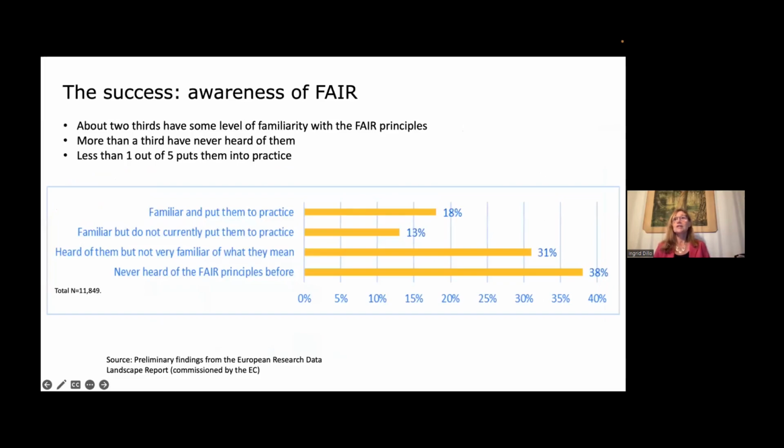So now we are 6 years after the publication of the principles. And what is the success of FAIR? Well, here you see some figures, a graph from a recent survey commissioned by the European Commission amongst 15,000 researchers across Europe and across domains. When they were asked about FAIR, more than a third of those researchers still had not heard about the term. And only 1 out of 5 said that they put the FAIR principles really in their day-to-day practice when dealing with data. So it looks like we still have quite a world to win here.